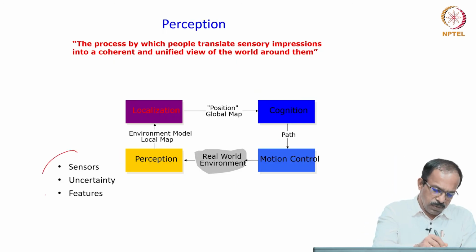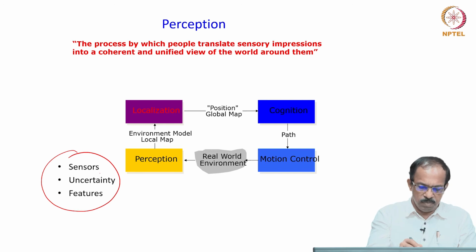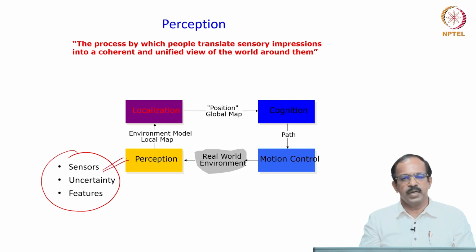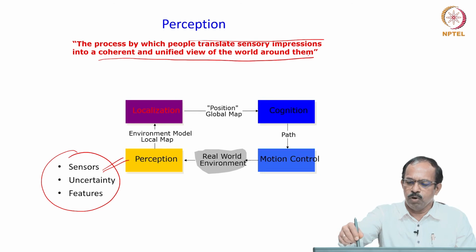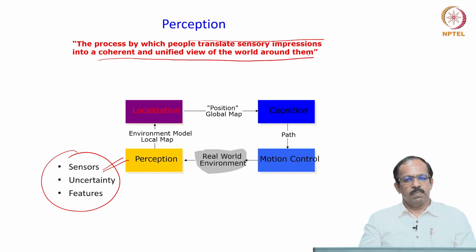So the sensing part, the perception part, we can see that the sensors are the main element in the perception. The process by which people translate sensory impressions into a coherent and unified view of the world around them is known as perception. So this is what the robot needs to have, the perception capability.